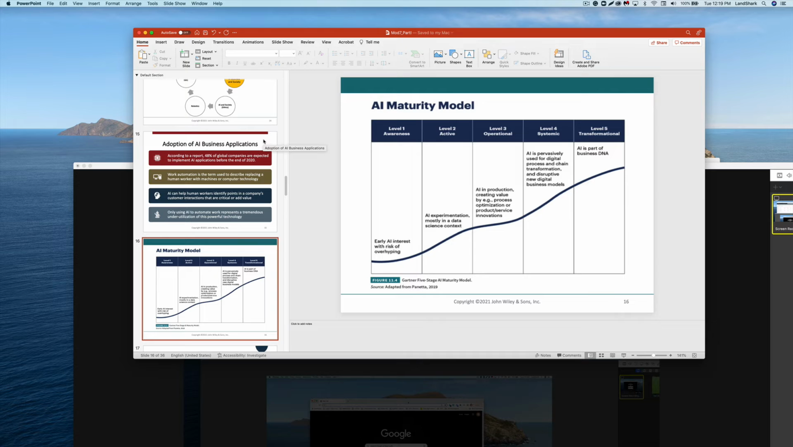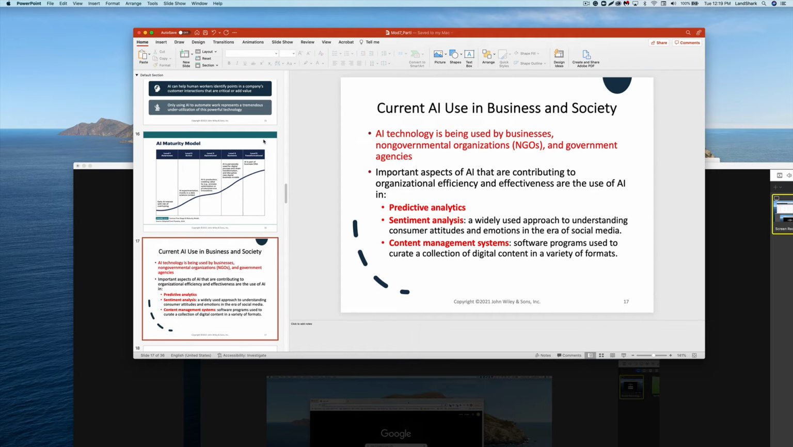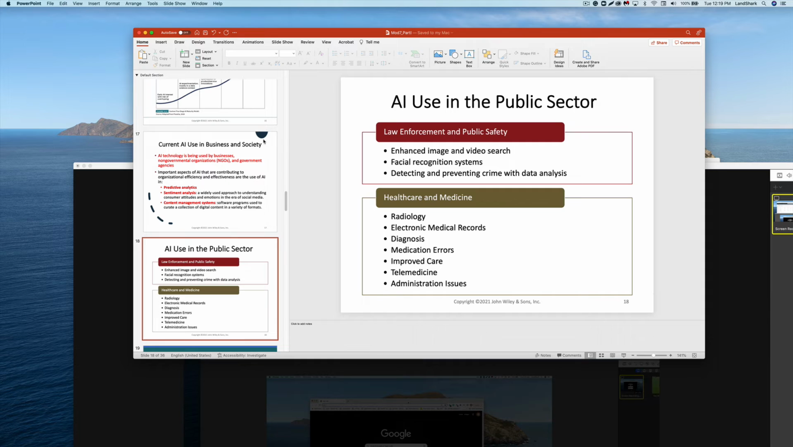AI maturity model. So as you see, it's moved up, it's progressed. Current use is important because it provides predictive analytics, sentiment analysis, and content management systems are using it. In the private sector, law enforcement is using it to a certain degree, which is image and video search, so it's identifying individuals or people of interest. Facial recognition systems are playing a key role, detecting and preventing crimes from data analysis. And then in healthcare, there's a variety of different things here with telemedicine, diagnosis, etc. that's providing this technology.